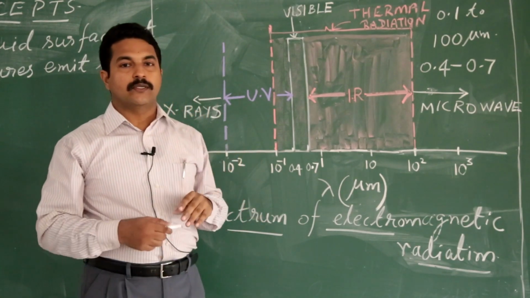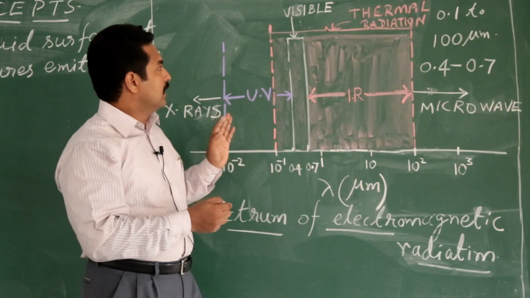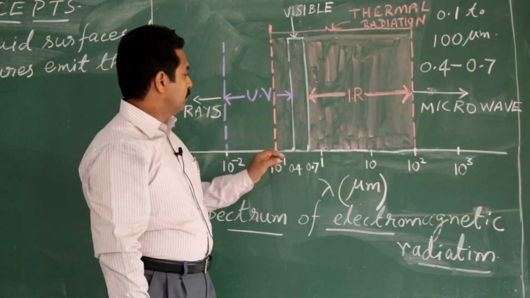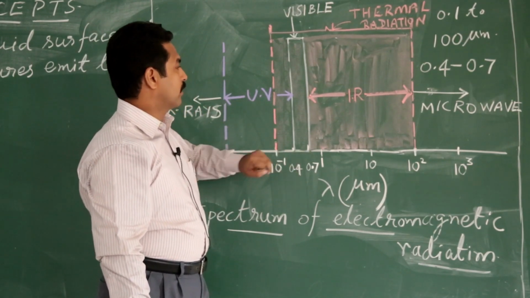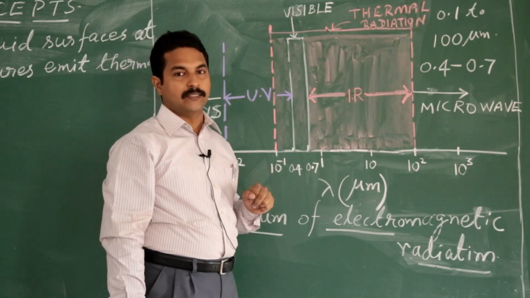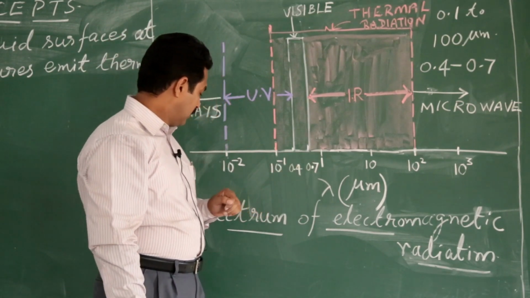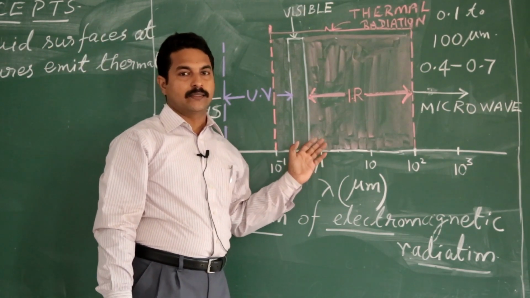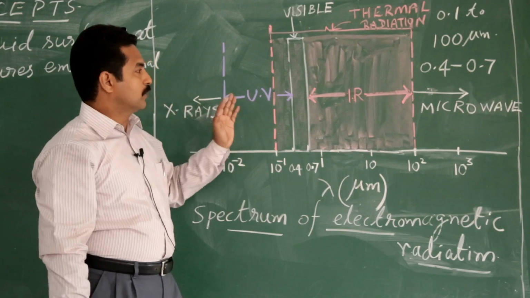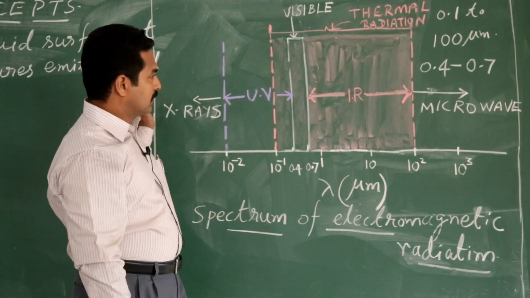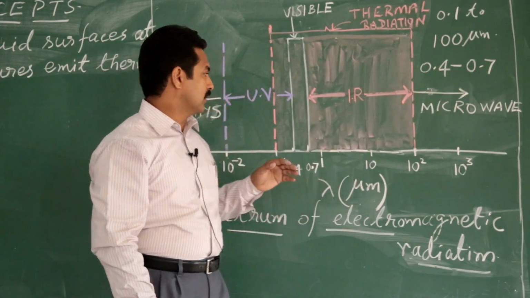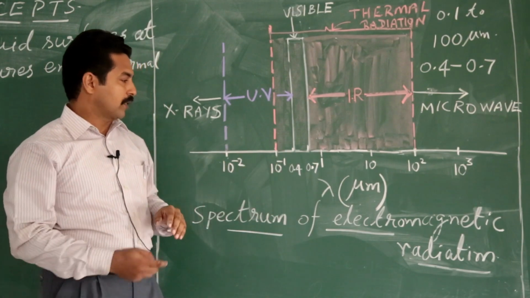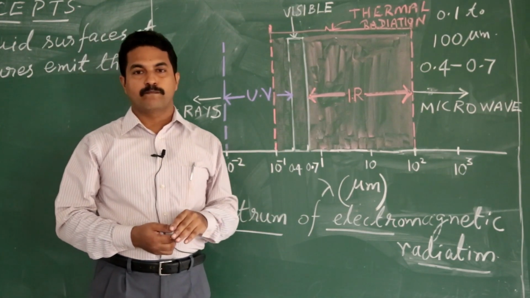The important thing to note is that our study is focused on 0.1 to 100 microns, and in that, from 0.4 to 0.7 microns is the visible region. So this is all about the spectrum of electromagnetic radiation. You can study this and understand how the spectrum works. We have gamma rays on this side, radio waves and other things on that side. You can refer to any textbook for that. So we have this spectrum of electromagnetic radiation.